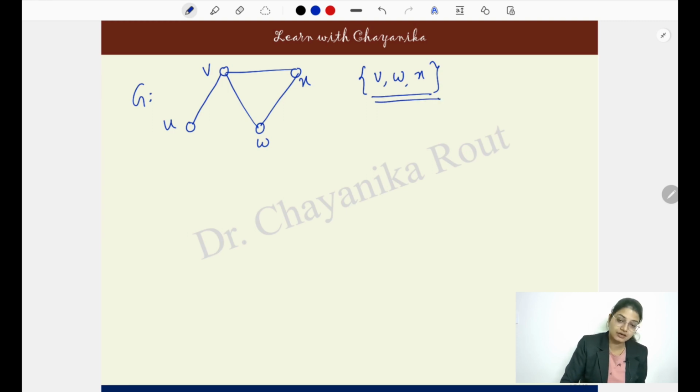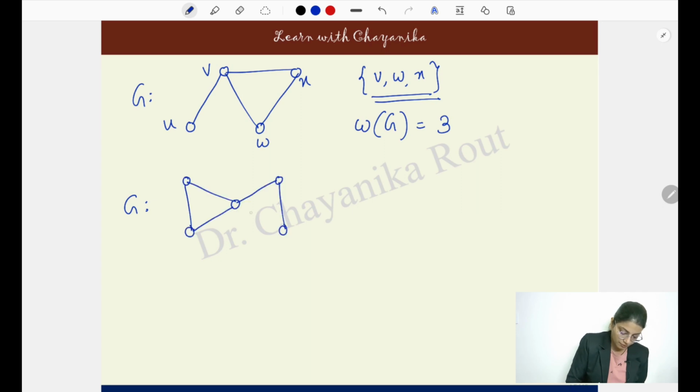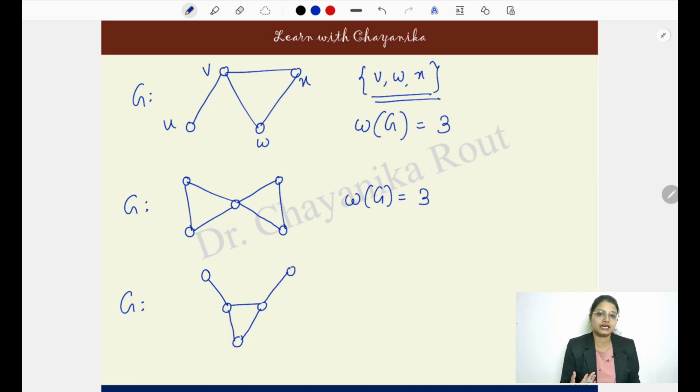So the clique number, which is denoted by omega, then the name of the graph within brackets, omega(G), the clique number is 3, which is the cardinality or size of the maximum clique. Then we have this graph. Here also the maximum clique was a clique of size 3, so its clique number is also 3. And lastly, we have discussed this graph. Here also we have a clique of size 3 which was maximum, so omega(G) is 3. That is how we determine the clique number of a graph.